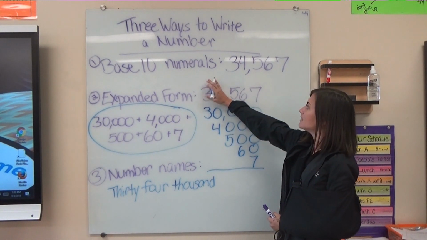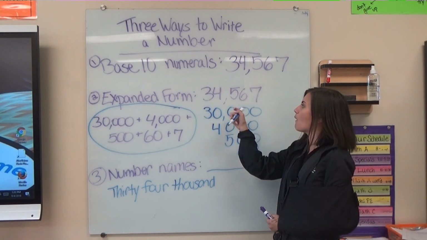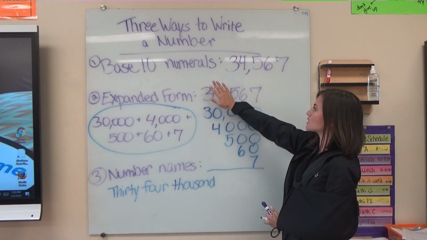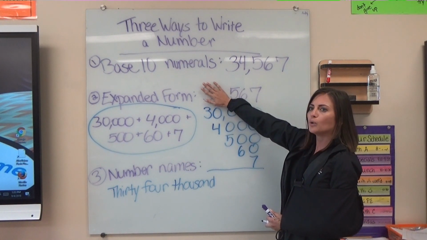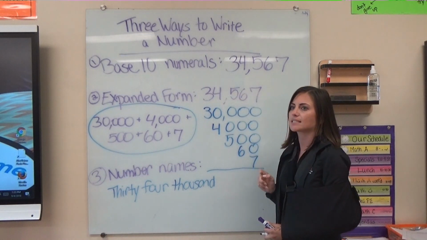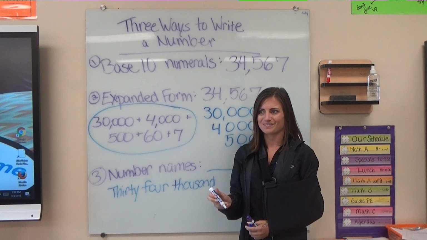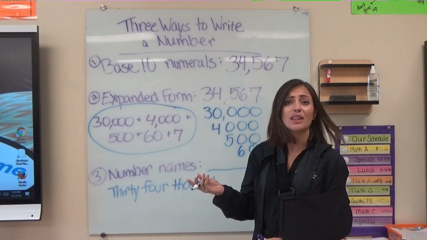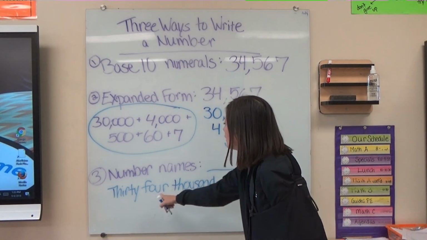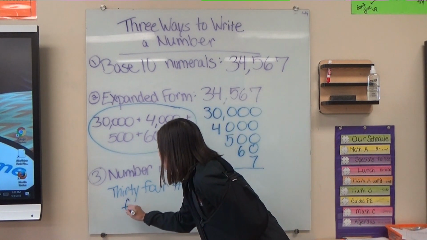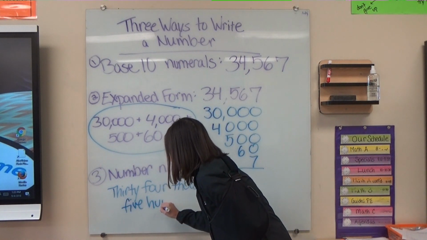Then I read everything that comes after the comma. In this case, it's 567. How would I read that number if that was the only number I was working with? Who can tell me how I would read 567 as my number? 567. So that's the last part of my number names. 34,567.